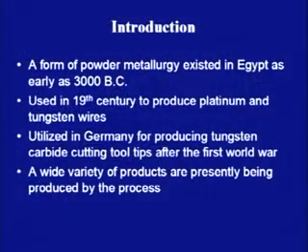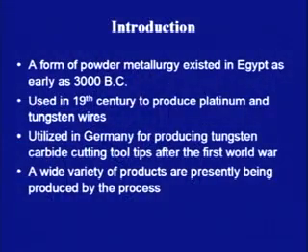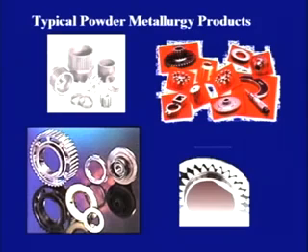It was used in the 19th century to produce platinum and tungsten wires. Already I have told you that tungsten wires are used as filaments in incandescent bulbs. Then it was utilized in Germany for producing tungsten carbide cutting tool tips after the First World War. So, a wide variety of products are presently being made by the powder metallurgy process. We can look at some of the products made by a typical powder metallurgy process. There are certain types of gears, certain types of sleeves, and different types of products which can be made using powder metallurgy.